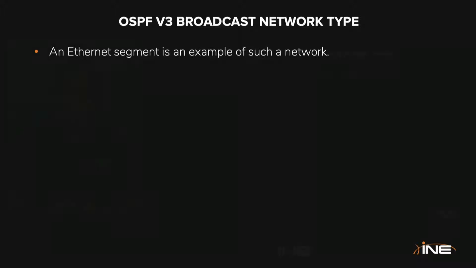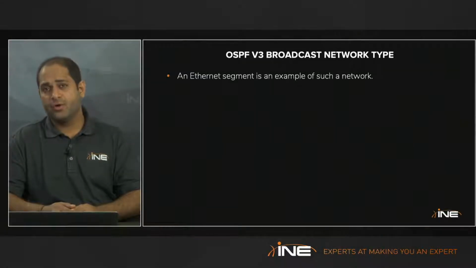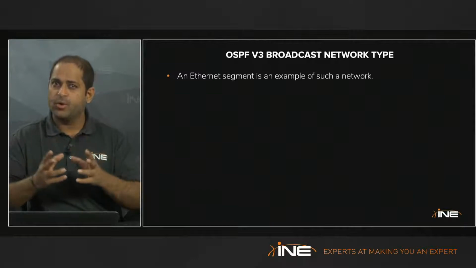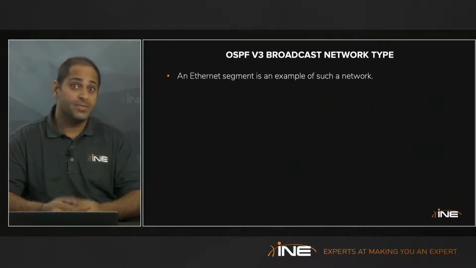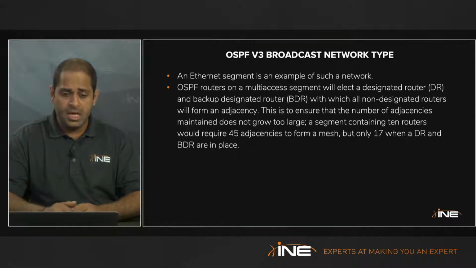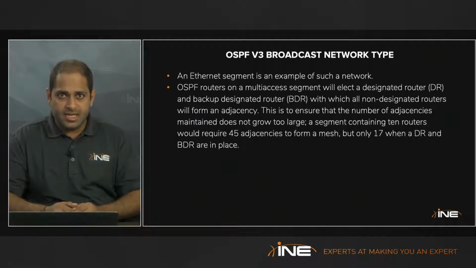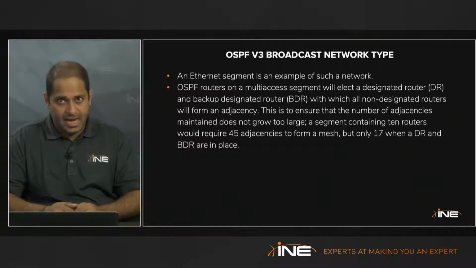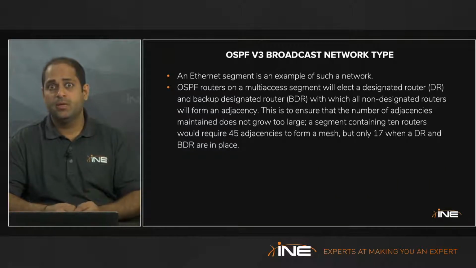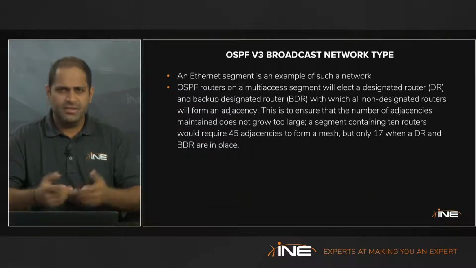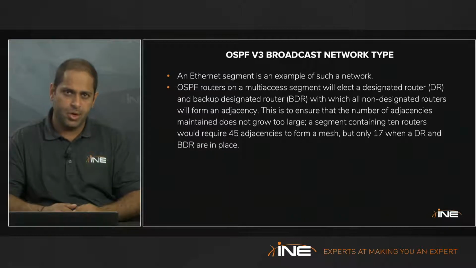The next network type that we have is a broadcast segment. An Ethernet segment is an example of a broadcast segment. So here I could have two routers in that broadcast segment, or I could have more than two. That's why it's called a broadcast segment. Here, in a broadcast segment, a DR would definitely be elected. There has to be a DR, which is the designated router. There has to be one designated router, and that gets elected automatically in a broadcast segment.